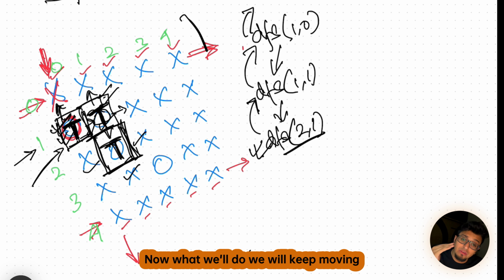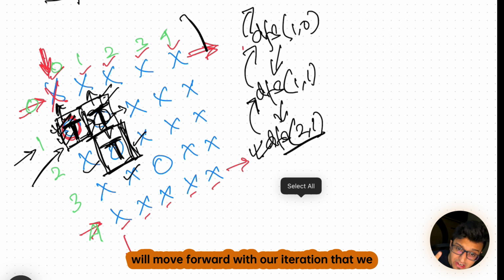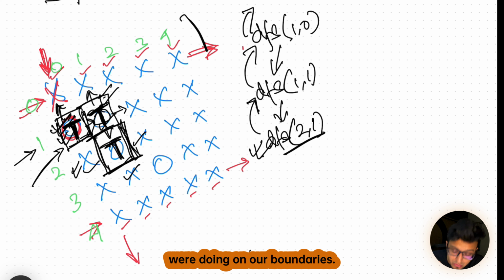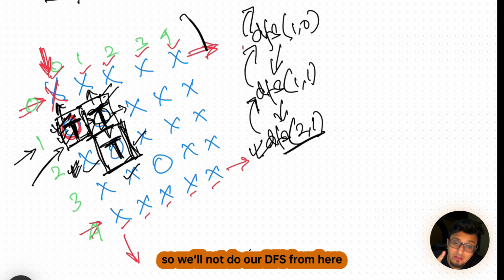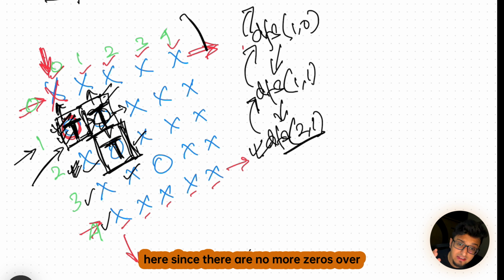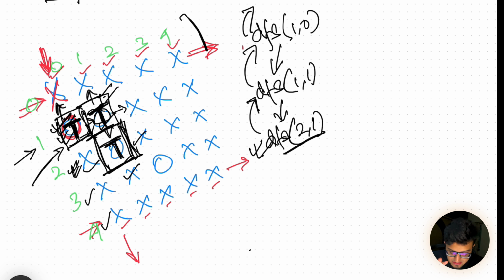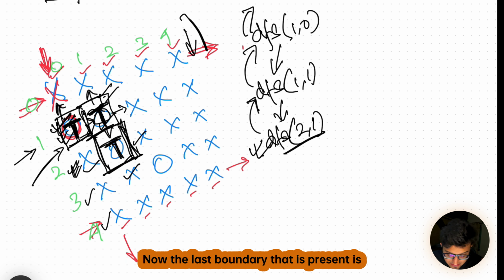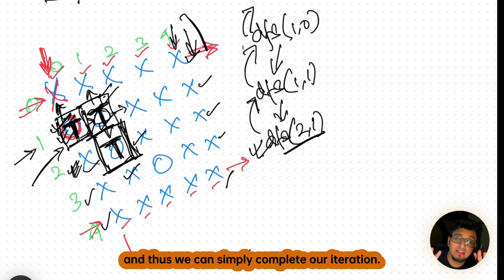Now we will keep moving forward with the iteration that we were doing on our boundaries. So we'll go to the next node, that is this one, and this is our x, so we will not do our DFS from here. Again, we will keep on moving forward. And here, since there are no more zeros, we can simply complete our iteration. Now the last boundary that is present is this one. Here in this boundary also, you can see all the values are x, and thus we can simply complete our iteration.